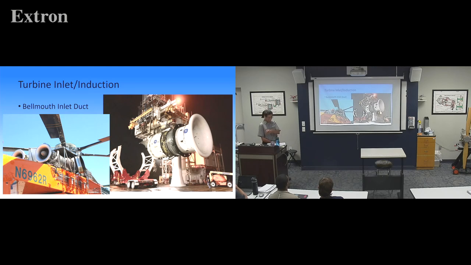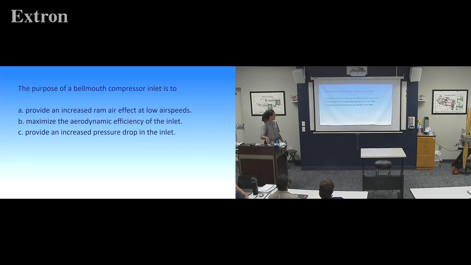It's for test stands. And that's because helicopters are relatively slow with high power, and so they want to get more velocity, more airflow, as well as on a test stand, you're just sitting there, so they're trying to get more air into it, and it is a convergent duct.